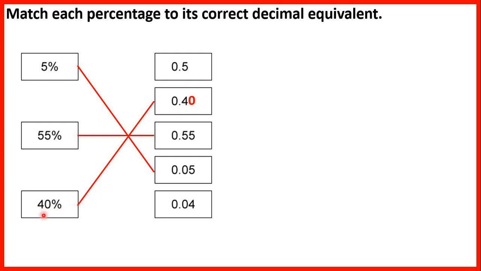And that makes sense because we can simplify 40% or 40 hundredths to 4 tenths, and if we have 0.4, that's the same as 4 tenths.